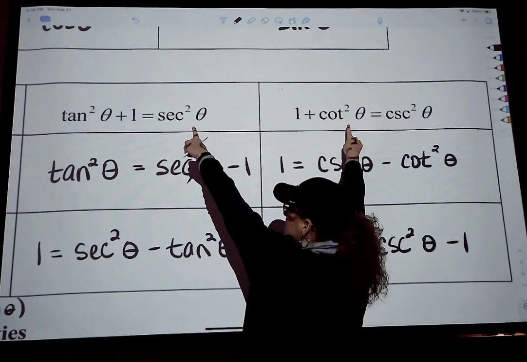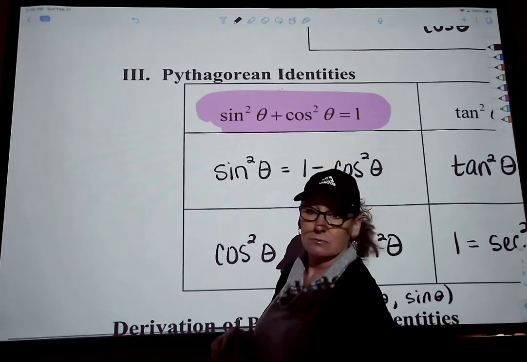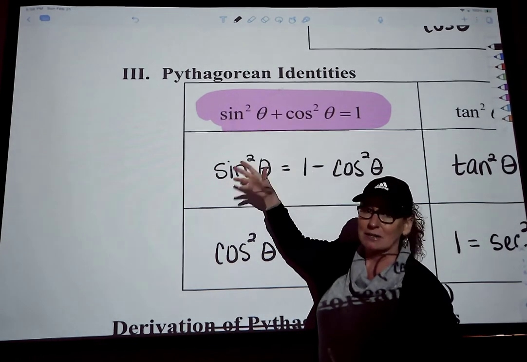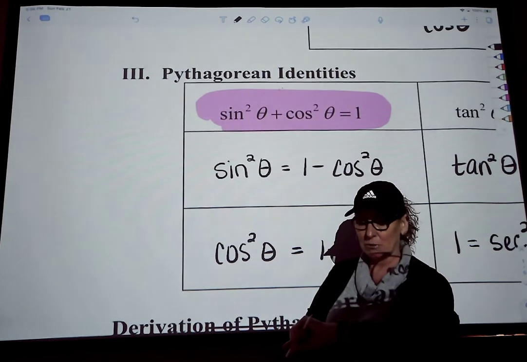And where did this equation come from? The top equations came from this one. First time around, divide by cosine squared, divide by sine squared, and you'll come up with those other two. So that one has to be memorized.